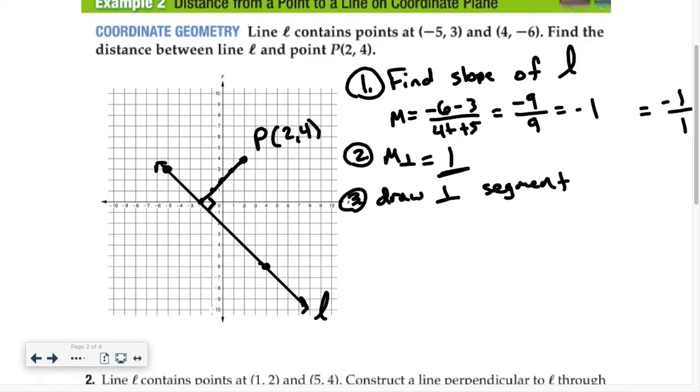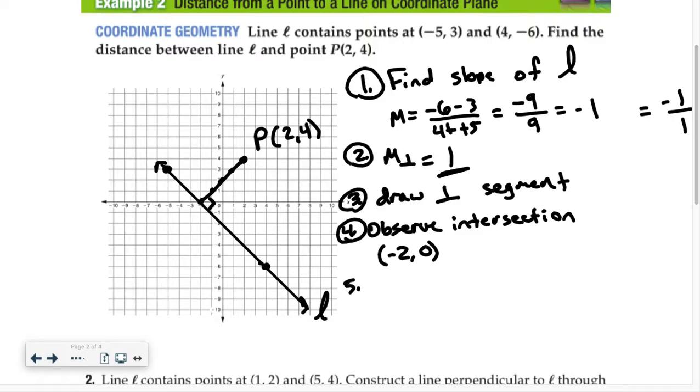Okay? The intersection of that segment and line L is the point where the segment from P to L intersects, at the point -2, 0. The final step here will be, so if we want to find this distance, I'm going to use blue.